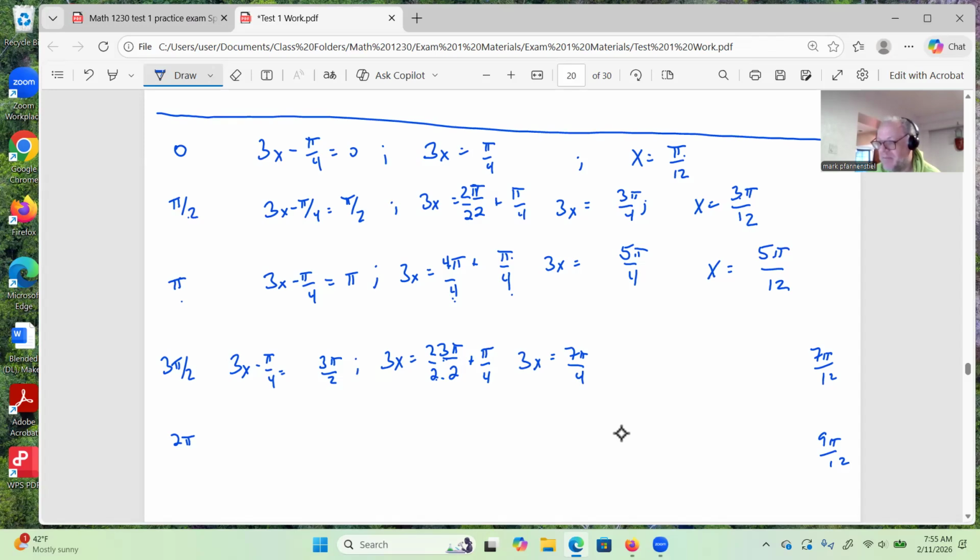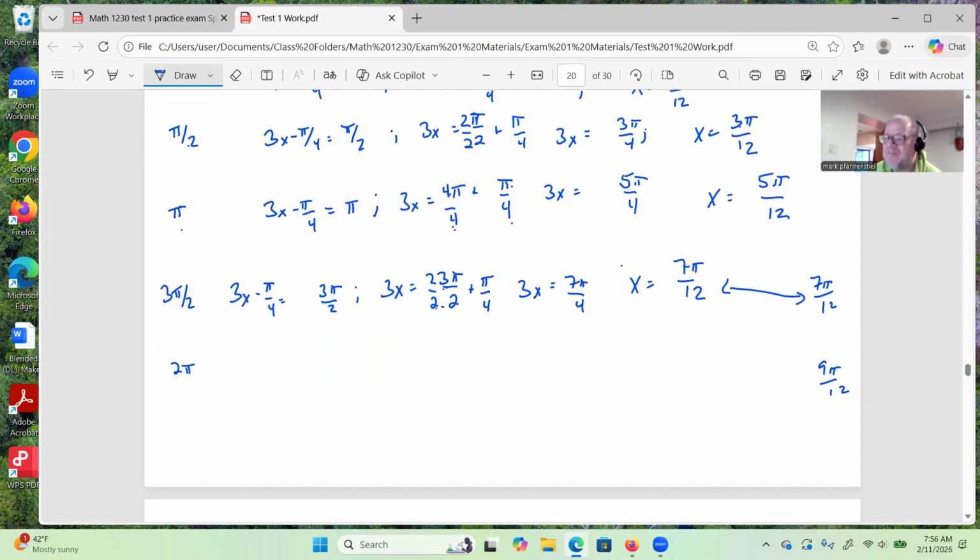Last thing we're going to do, divide both sides by 3, and we get x is equal to 7 pi over 12. Oh, look at that. They did match. Okay, lucky me. Lucky. And then we'll just finish this off.